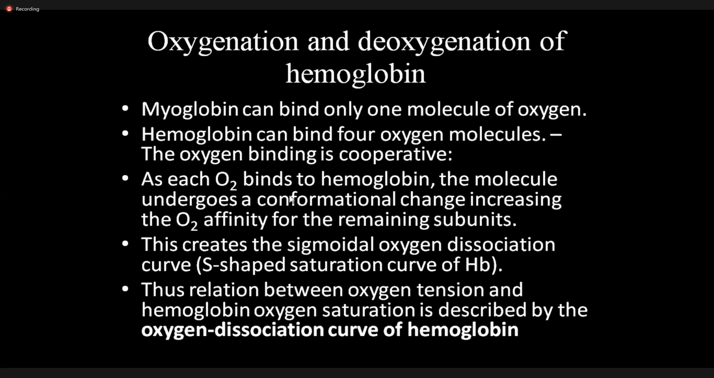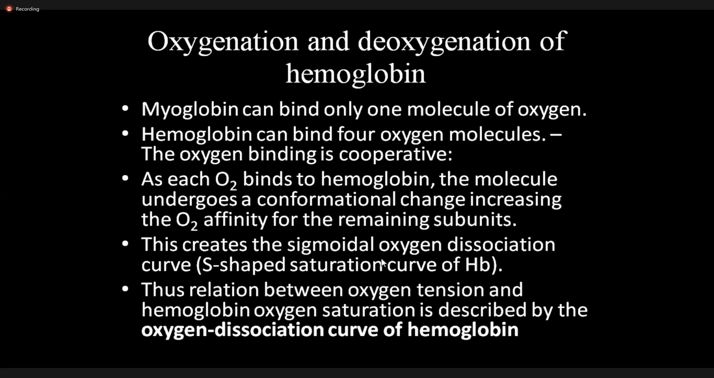As each oxygen binds to the hemoglobin, the molecule undergoes a conformational change, increasing the oxygen affinity for the remaining subunit. This creates the sigmoidal oxygen dissociation curve, or S-shaped saturation curve of hemoglobin. So what is the shape of the oxygen dissociation curve? The shape of the oxygen dissociation curve is sigmoidal because of the cooperative binding of oxygen.